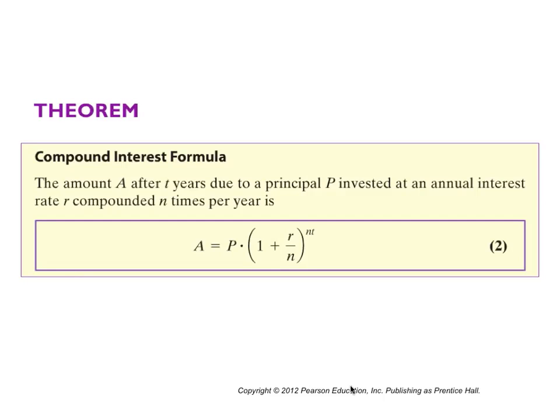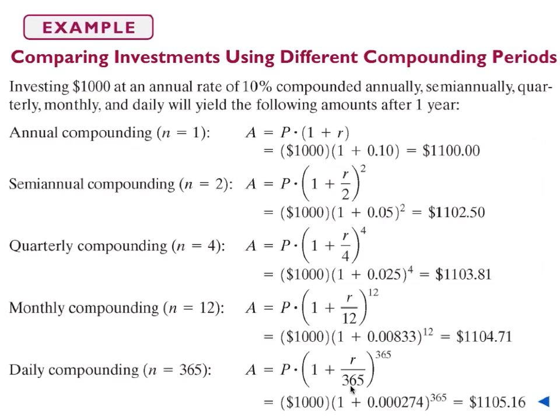So compound interest follows this formula here. So amount A after t years due to a principal P invested at an annual interest rate of R compounded n times per year is going to be given by this equation here, where we have A equals P times the quantity 1 plus R over n to the nt power. So let's take a look at a couple of examples here to make sure that it makes sense.